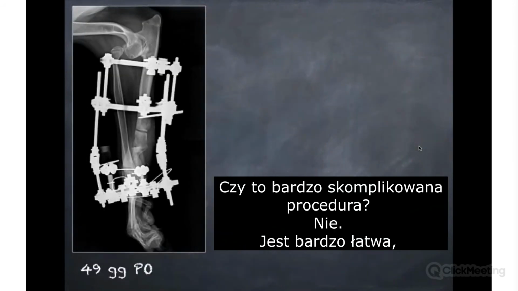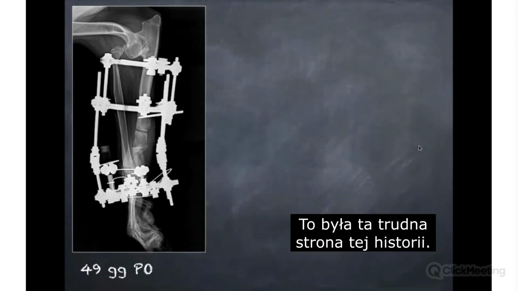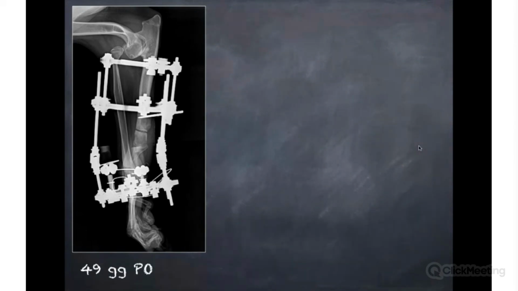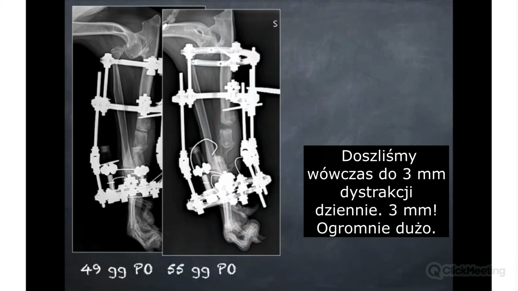Is the procedure very complex? No, it's not very complex. It's very easy, very straightforward, but we require a new procedure, a new surgical approach, new osteotomy, okay, new something. This is the difficult part of the story. And then we can start again. But of course, in this way, at a much higher rate. At this point, we arrived up to 3 millimeters every day of distraction. 3 millimeters, this is a huge amount, okay?